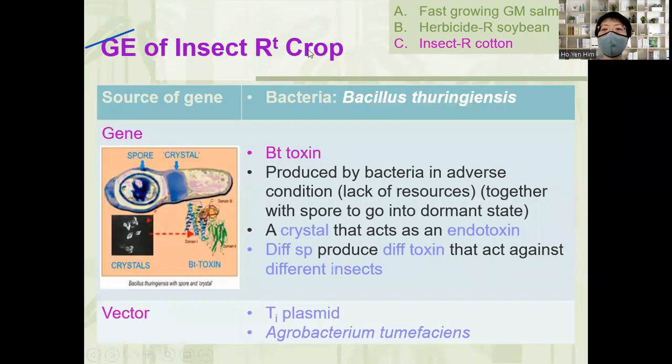Okay, so how do we make this plant resistant to insect? So we need to obtain a gene from this bacteria. So the word BT comes from the bacteria Bacillus thuringiensis. So this is where the word BT comes from. Why BT? Because the gene codes for a toxin that is actually synthesized by this bacteria, right?